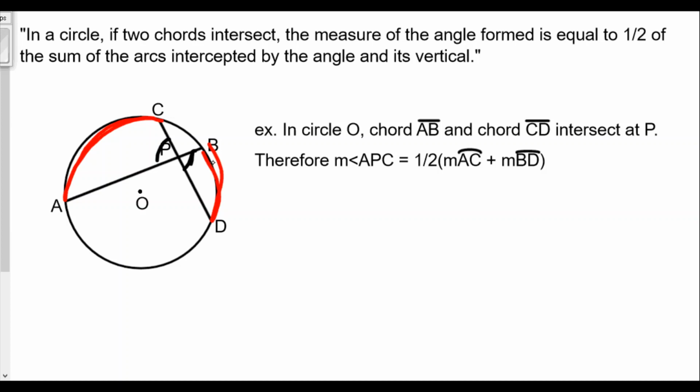Therefore, we will take the two arcs, which could possibly be very different measures, and then add them together and divide by 2. Really, you're taking the average of the arcs. Let's go back to our problem number 2 then, using the same idea.